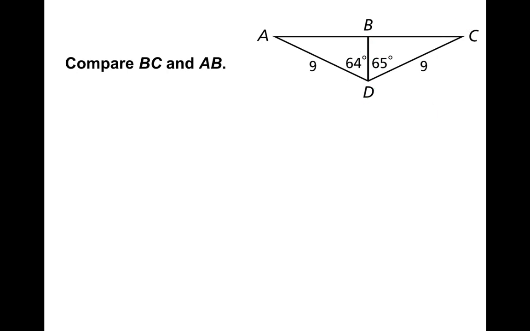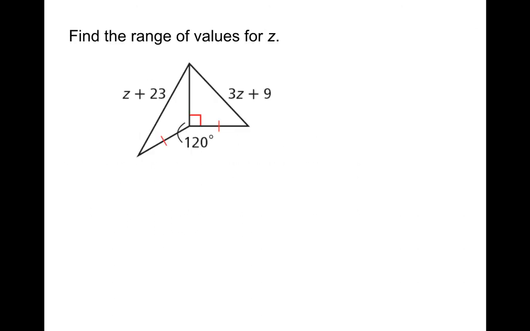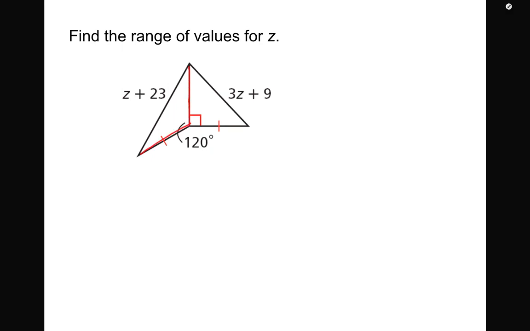Next example. BC is going to be larger. Here's a range of values problem. Okay, look for the hinge. This side and then the reflexive side. Open at 120 degrees. The same segments here, open at 90 degrees.